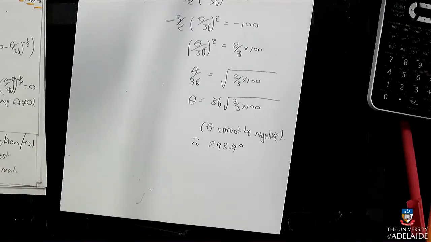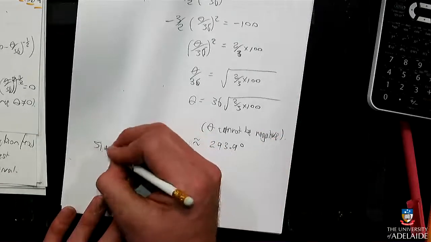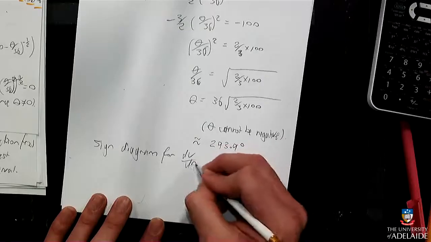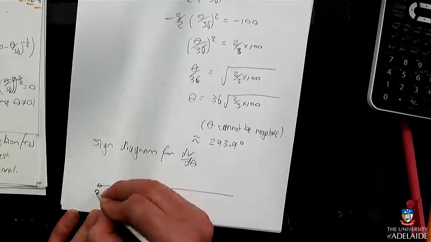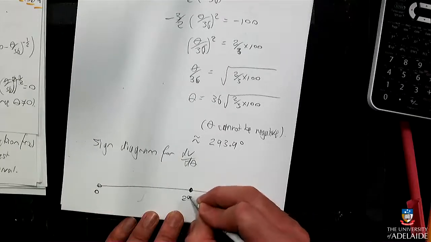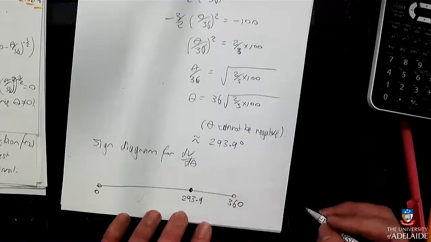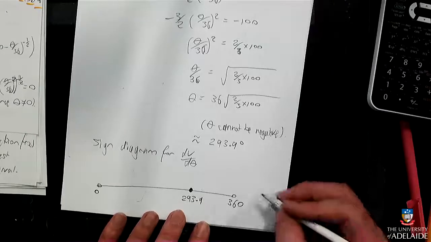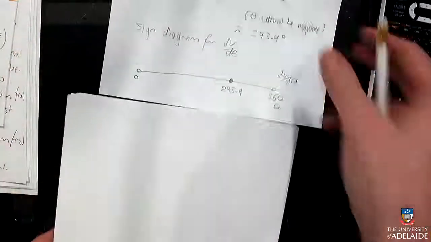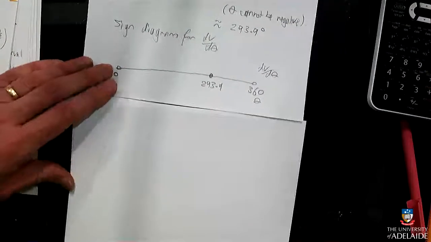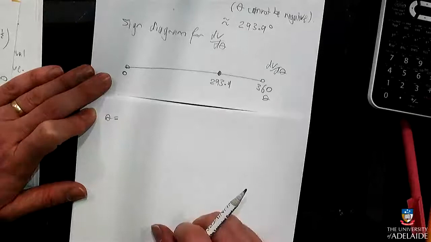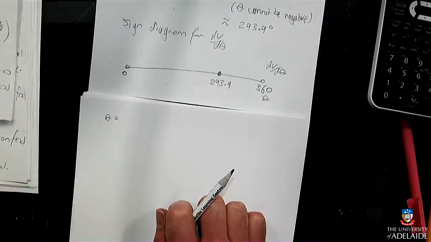And so I can make a sign diagram. dV on d theta. Now it went from 0 to 360, and then I've got my turning point here at 293.9. That's theta down there, and I should just test the values. So when theta is, well, we can pick anything. Maybe there's something nice and convenient. What about 36?